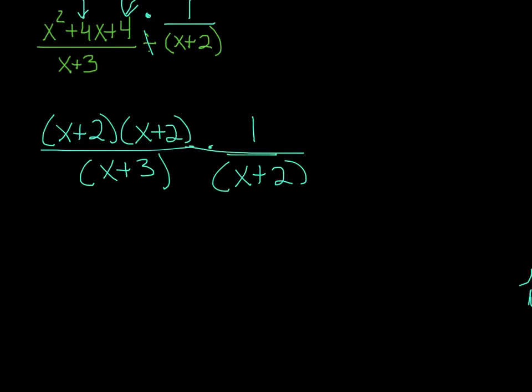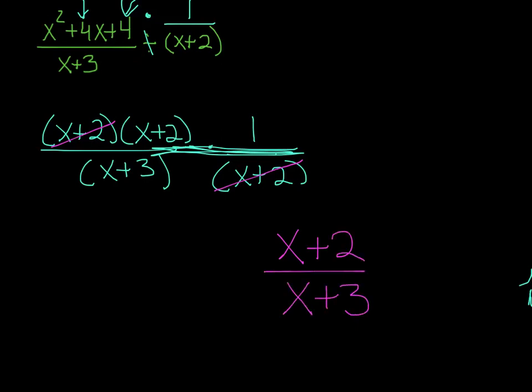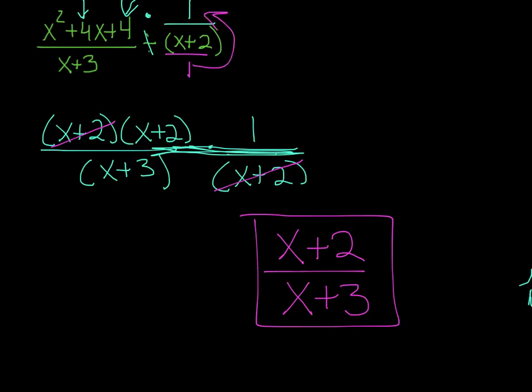So we're really just putting it all together. And then we can cancel one set of x plus 2's. So we have x plus 2 times 1, which is x plus 2 on the numerator, and the denominator is x plus 3. So just remember, the reciprocal of something, when you flip it, if it doesn't have anything, it's over 1, right? And then when you flip it, you just put 1 over.